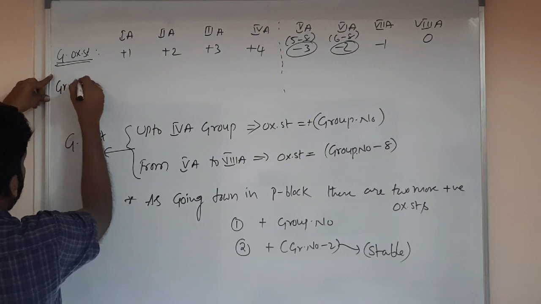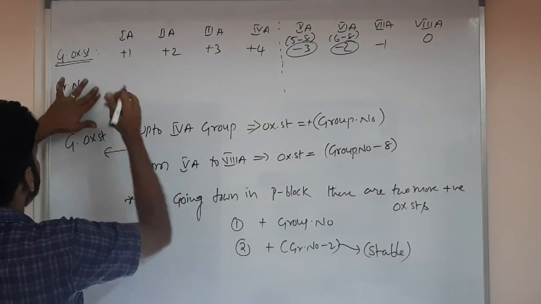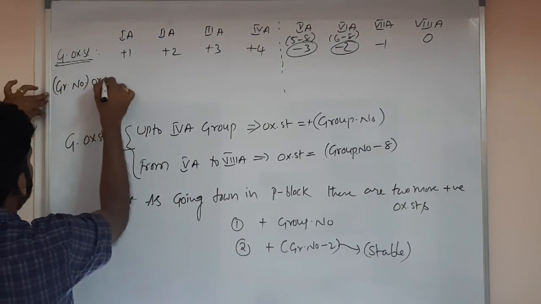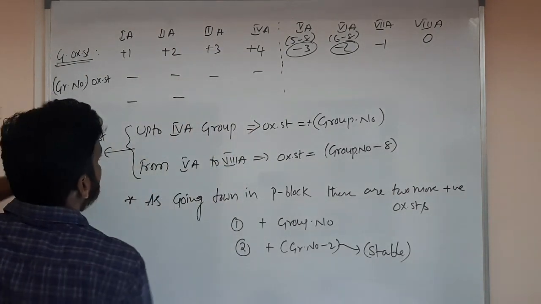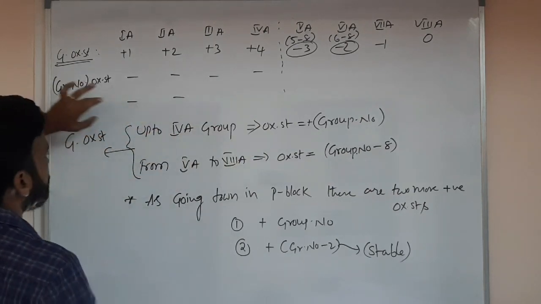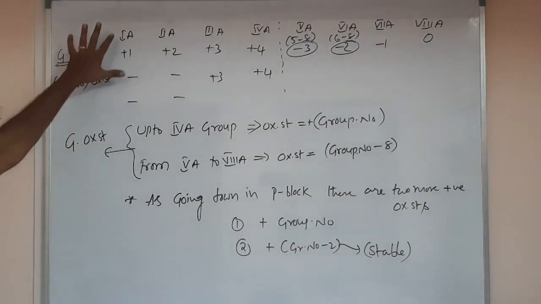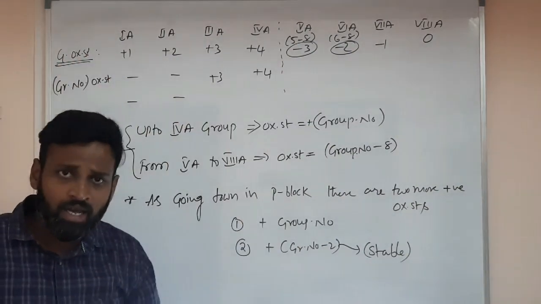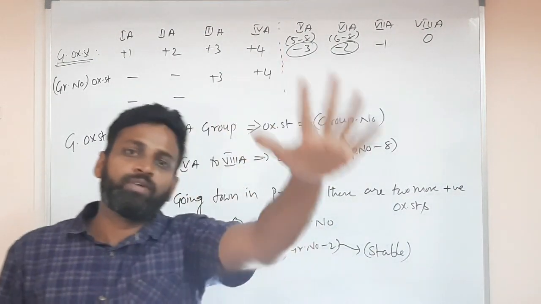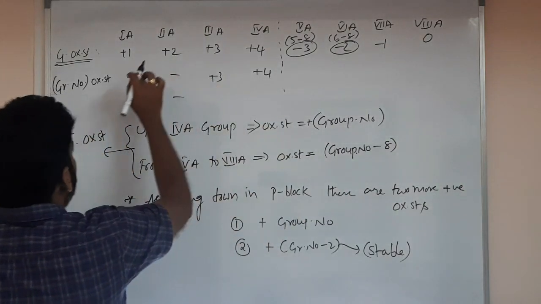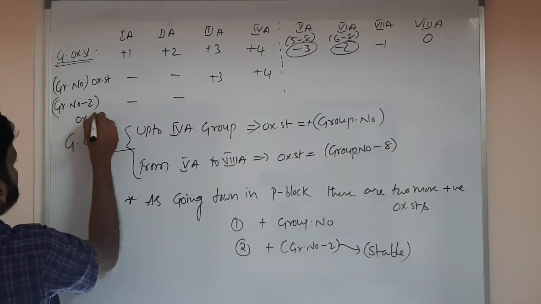And as going down, two more oxidation states: the group number oxidation state. For these, nothing more, because I already wrote plus 3 and plus 4 as the group number oxidation state. If you want, you can write plus 4, plus 3 again. But for 1A, always plus 1. Alkali metals' oxidation state is always plus 1. Alkaline earth metals' oxidation state is always plus 2. Okay, so this one is the group number minus 2 oxidation state.